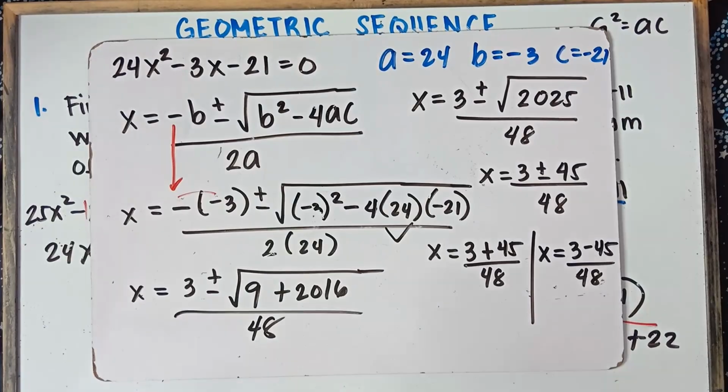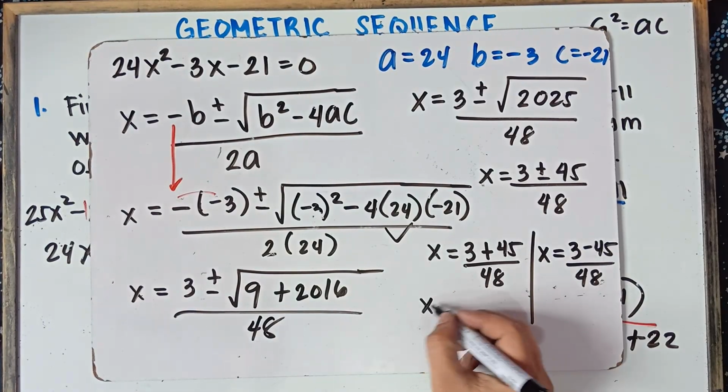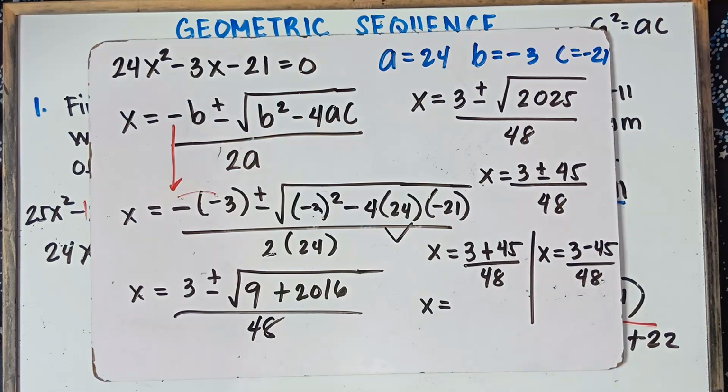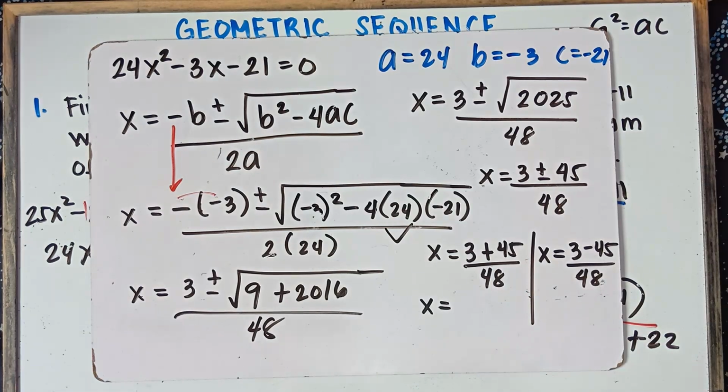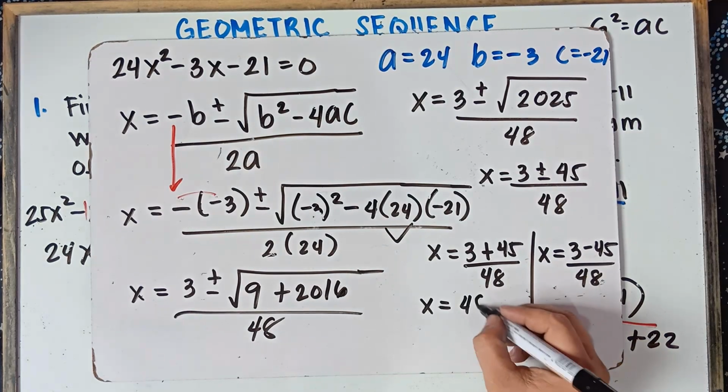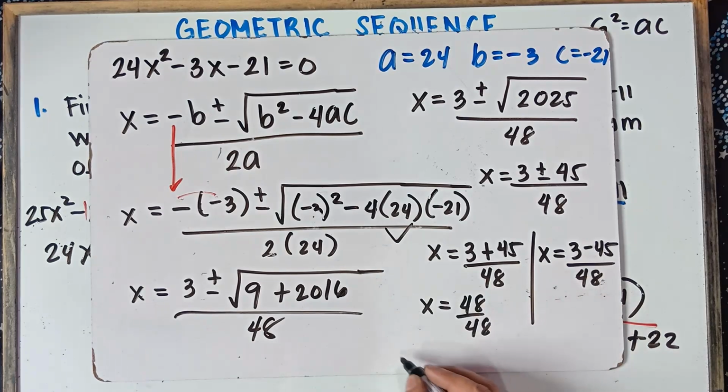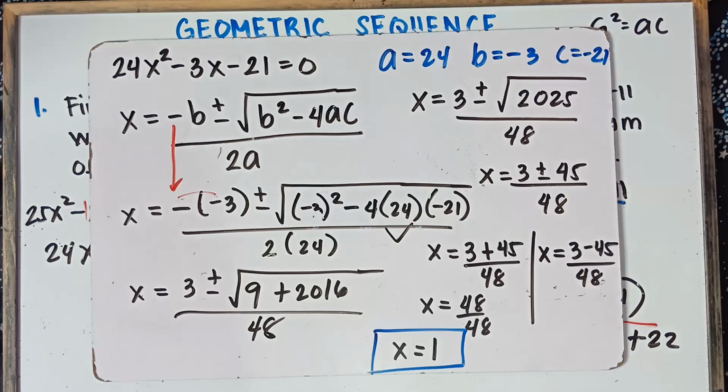Alright, and then next step, simply add this one. x equals 3 plus 45. What's the answer, class? 3 plus 45. That's correct, that would be 48. x is equal to 48 divided by 48. What's the answer, class? That's correct. x is equal to 1. That's it, class. So therefore, the value of x is equal to 1.